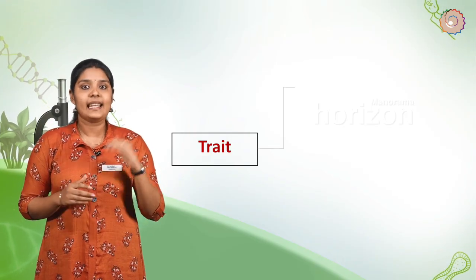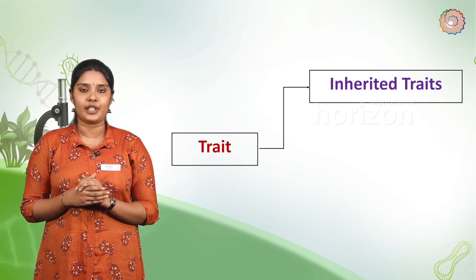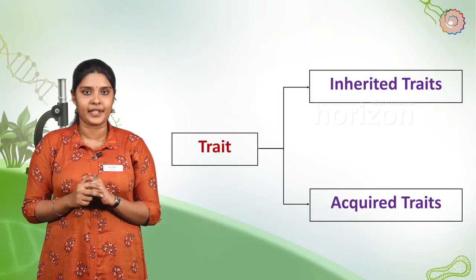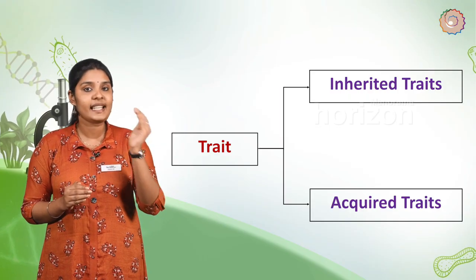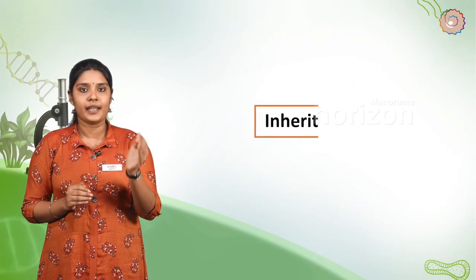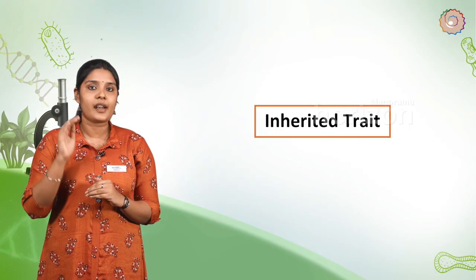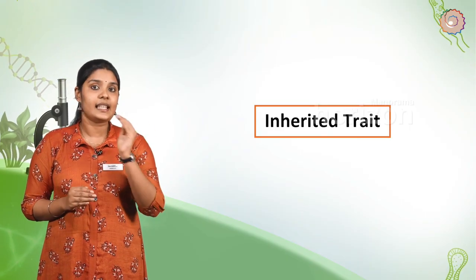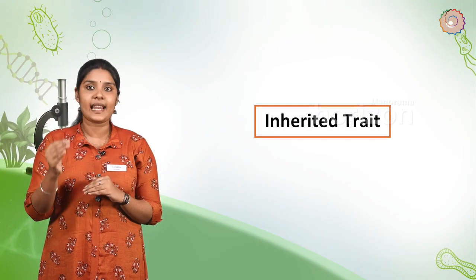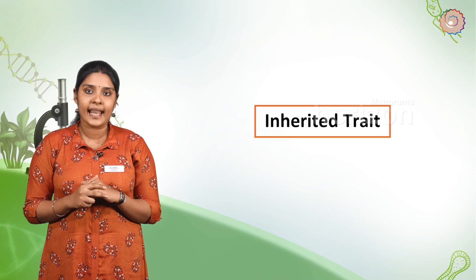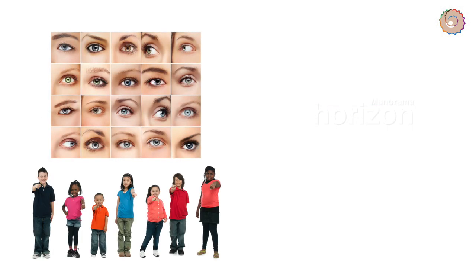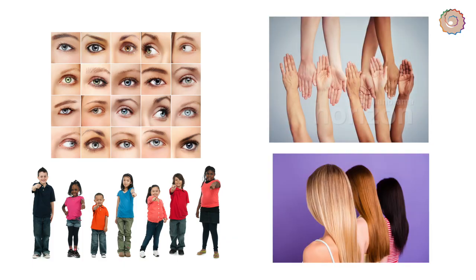Traits are of two types: inherited traits, which are genetical in nature, and acquired traits, which are developed by an individual during his or her lifetime. Every individual has a unique set of traits. The traits which are transmitted by the parent to its offspring during the process of fertilization are called inherited traits. This inheritance is determined by certain rules of heredity. Inherited traits are coded in our DNA and hence can be passed on to the next generation. Examples are eye color, height, skin color, hair color, etc.